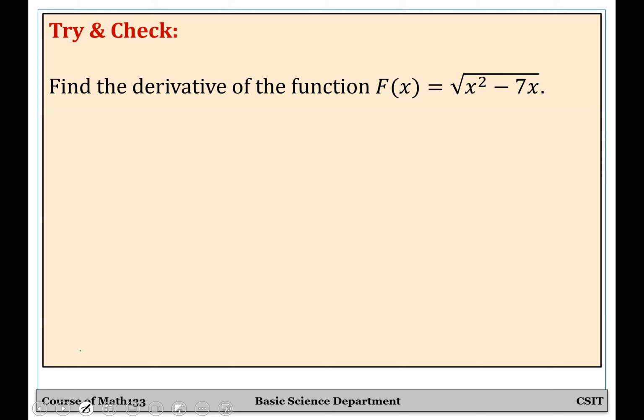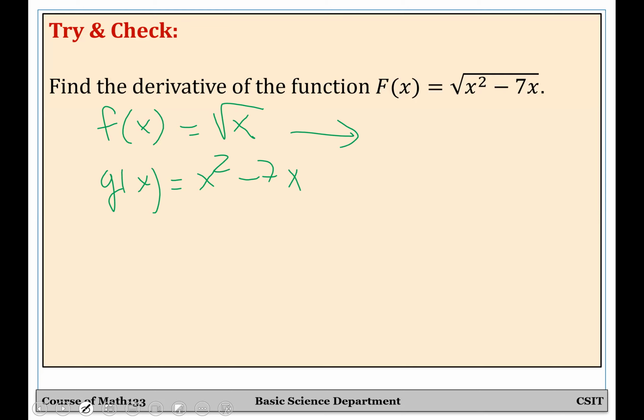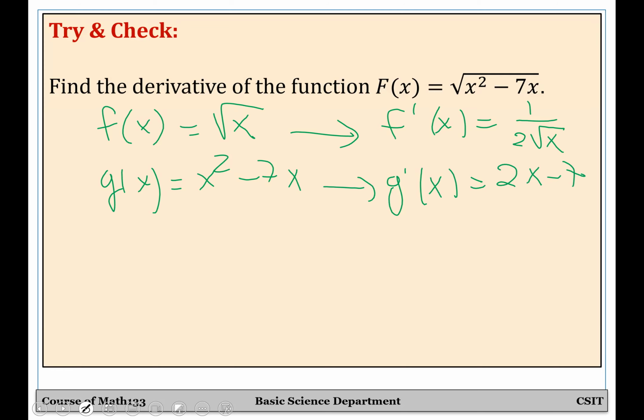Look at this, try and check. I will choose small f of x, which is square root again here, and g of x is equal to x squared minus 7x. Then computation of the derivative. This is 1 over 2 root x. I would suggest that you remember this derivative of square root of x, since it is a basic function. And then g prime of x will be equal to 2x minus 7. Okay, since the derivative of x squared is 2x, the derivative of minus 7x is minus 7.